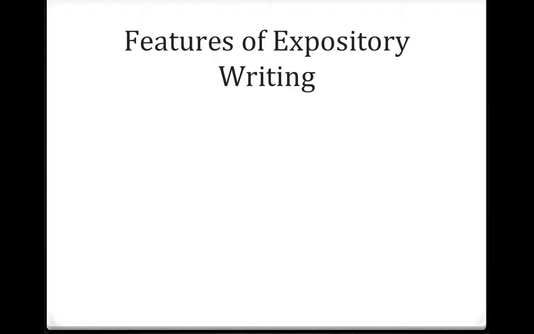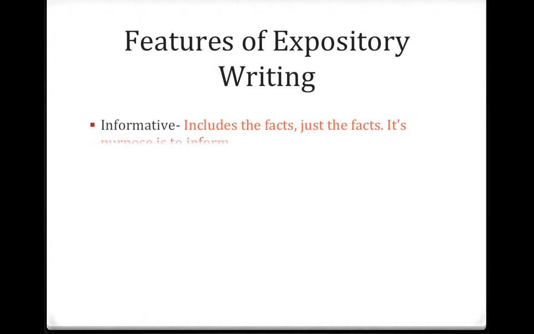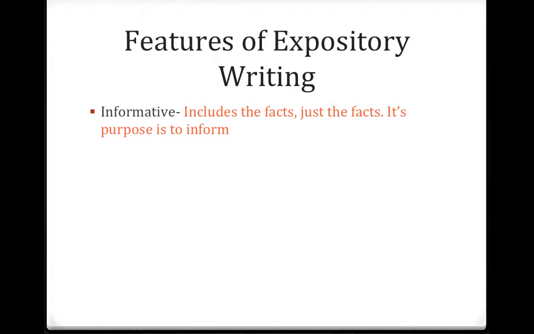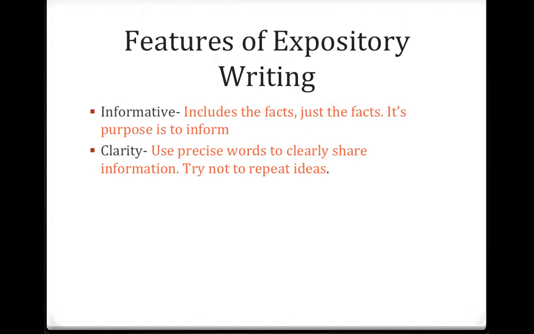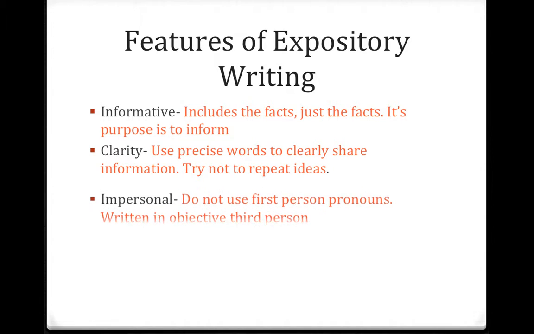There are many different features to expository writing. Our first one, like I stated before, is that it's informative. So the purpose of writing is to inform. It includes just the facts, only the facts, there to inform the reader. Expository writings are also very clear. They have clarity. They use precise words to share information. So there's not a lot of figurative language. There's not a lot of your own input. It's basically all just clarity and precise ideas.